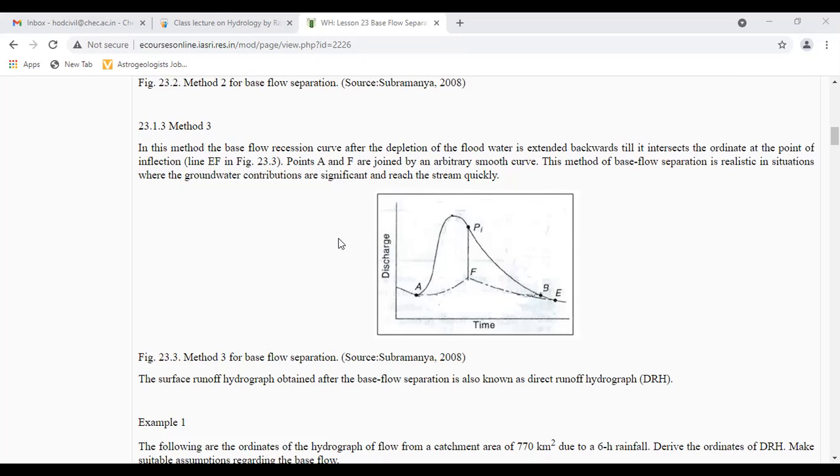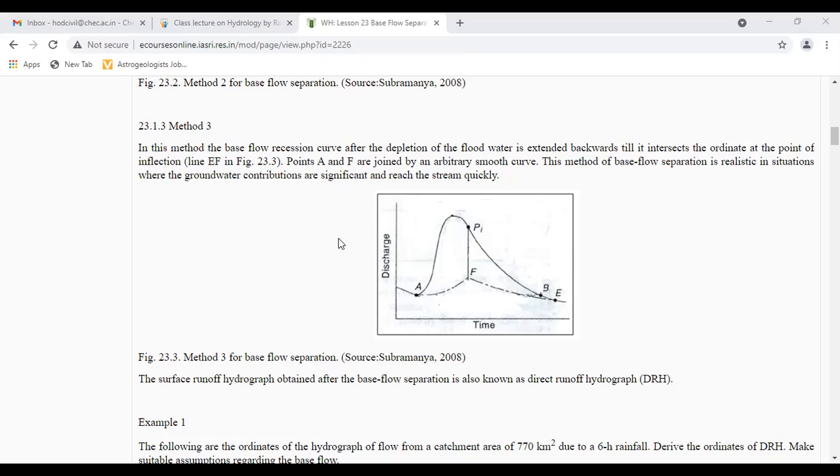In this method, the base flow curve on the recession side of the hydrograph is extrapolated backwards to the time of the point of inflection on the recession limb, and then it is connected to the point of rise by a smooth curve ADE. Here, ADE represents the base flow separation line of this method.